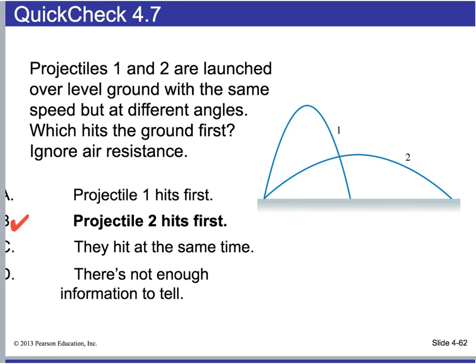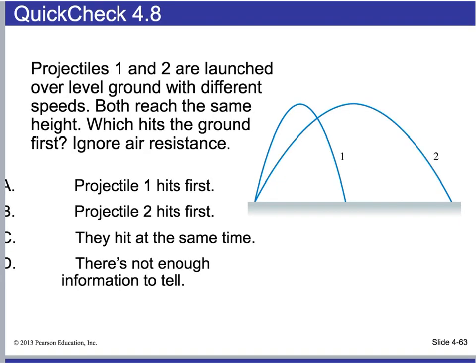Okay? Projectiles 1 and 2 are launched over level ground with different speeds. Both reach the same height. Which one hits the ground first? These should hit the ground at the same time for basically the same reason. They hit the same height, so they should have the same time in air.